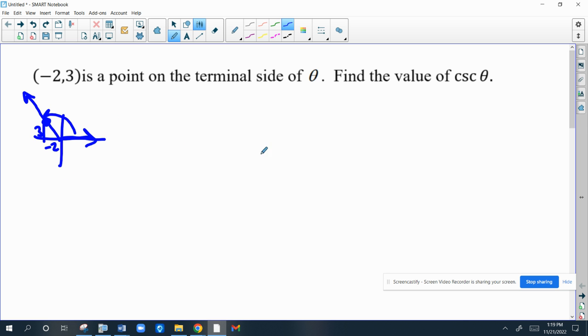To do this question, the best thing to do, I think, is to draw a right triangle and put theta right here. -2 is x, because this is x, y. So on the x-axis, the horizontal part, label that leg -2. And on the y part of the triangle, the vertical part, label that leg 3.